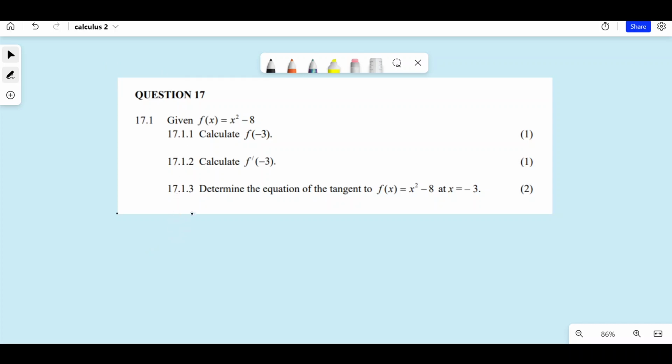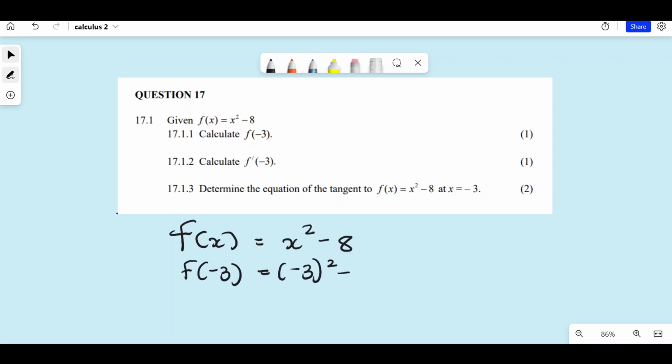That is not a big issue. If you have f(x) equals x squared minus 8, then f(-3) is just replacing the x by negative 3. So it's going to be negative 3 squared minus 8, which will be 9 minus 8, 1. Now in 17.1.2, this was 1.